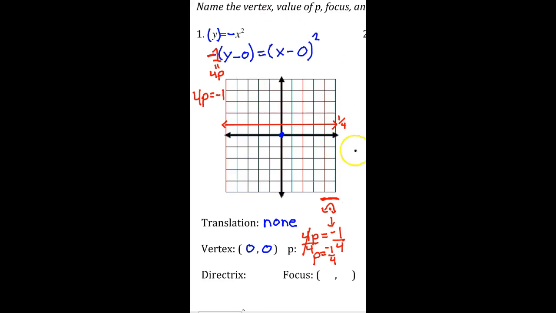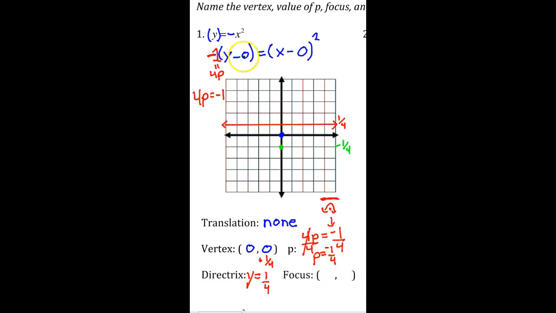And likewise, I'm going to go down 1/4, and that's going to be the focus, which is a point. So my directrix equation is going to be 0, starting at the vertex and going up 1/4 unit. So basically, it's going to be 0 plus 1/4, which is just 1/4. y equals 1/4. That's the equation of this line.